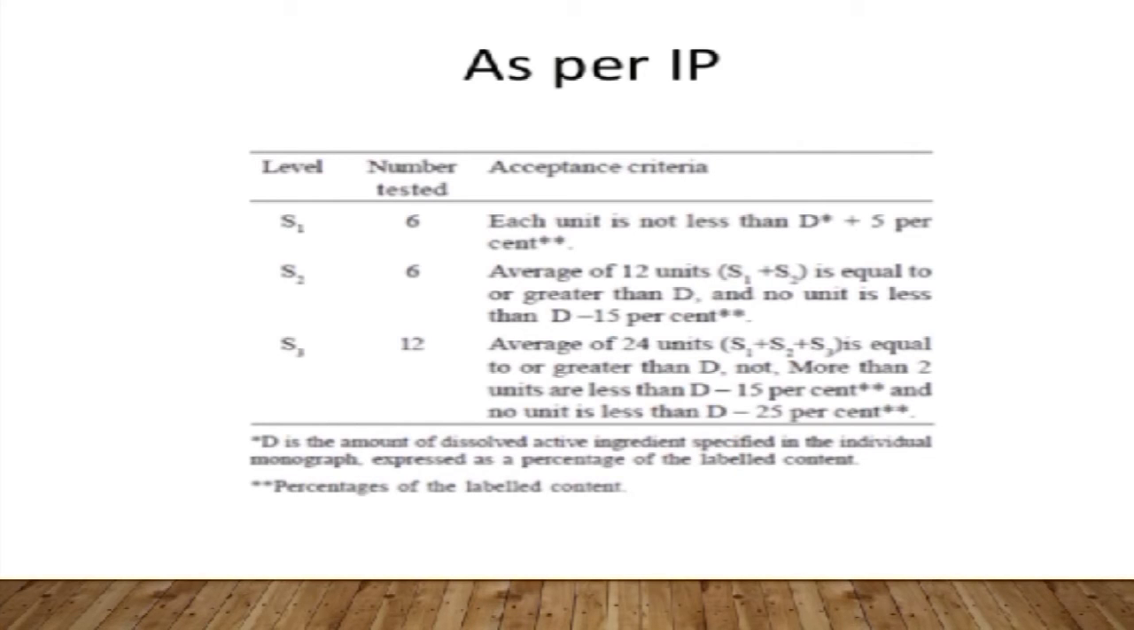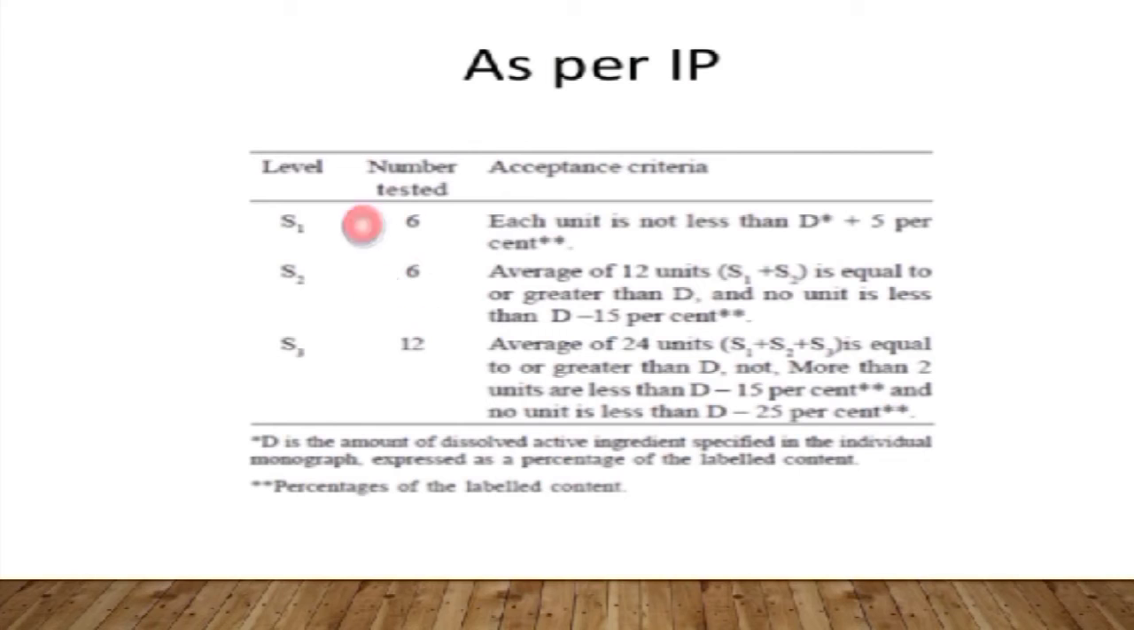For example, if D is 50%, the tablet should be in the range between 50 and 50 plus 5, that is 55%. It should not be less than 50 and not be greater than 55. If this criteria is fulfilled, the test will pass. If not, then we will go for stage 2.